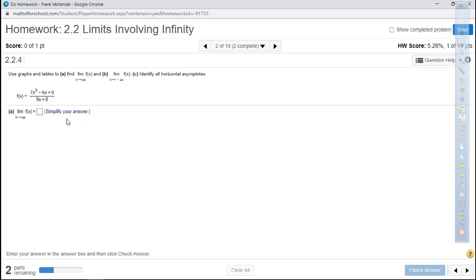Awesome. All right, so with this one, you're doing the same things, but notice you're looking at a rational expression. A rational expression, remember, is anything that can be expressed as a fraction, but more specifically, the type of rational expressions we're talking about is going to be a polynomial over a polynomial.